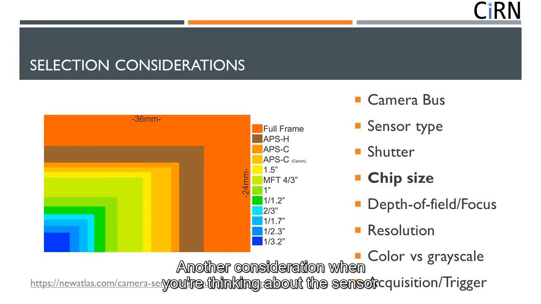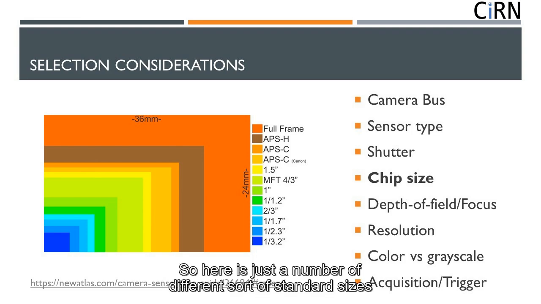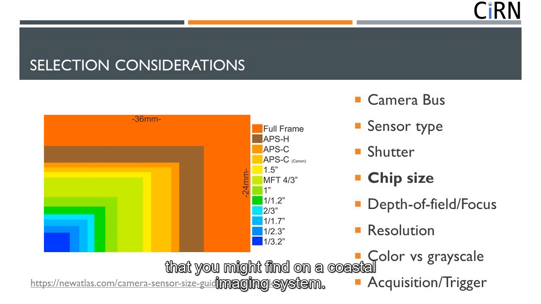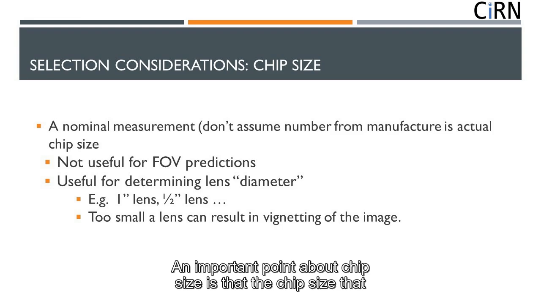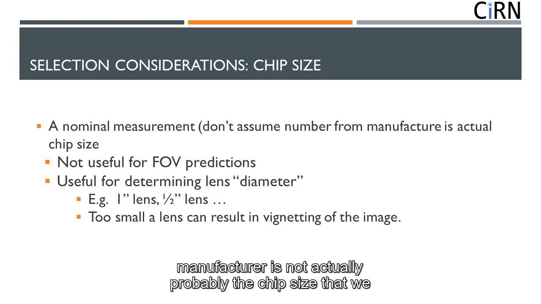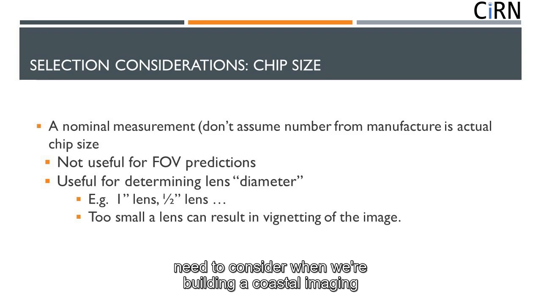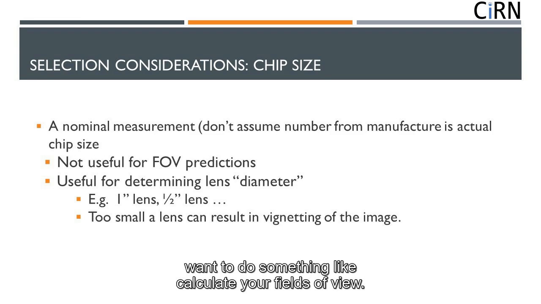Okay, another consideration when you're thinking about the sensor in your camera is the chip size. So here is a number of different standard sizes that you might find on a coastal imaging system. An important point about chip size is that the chip size you see in the standard information from the manufacturer is probably not actually the chip size that we need to consider when we're building a coastal imaging station. And so you need to make that calculation for yourself if you want to do something like calculate your fields of view.